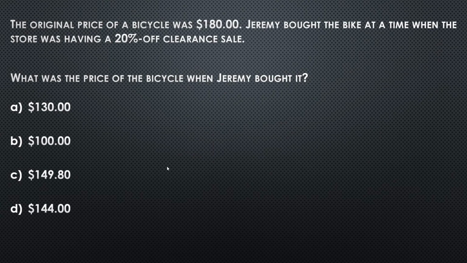Our next question says the original price of a bicycle is $180. Jeremy bought the bike at the time when the store was having a 20% off clearance sale. What is the price of the bike when Jeremy bought it? Okay, so for this one, I could take that 180 and multiply it by 20%. This is going to give me the amount of money discounted.